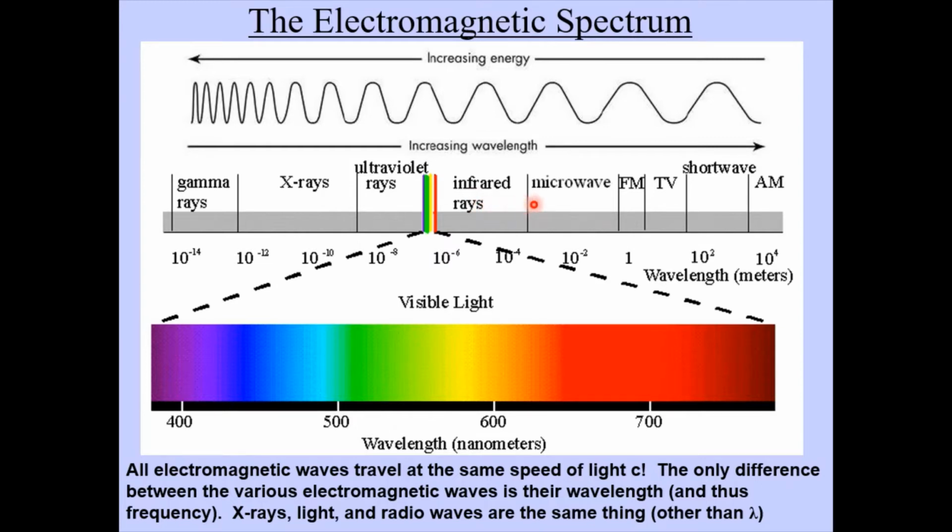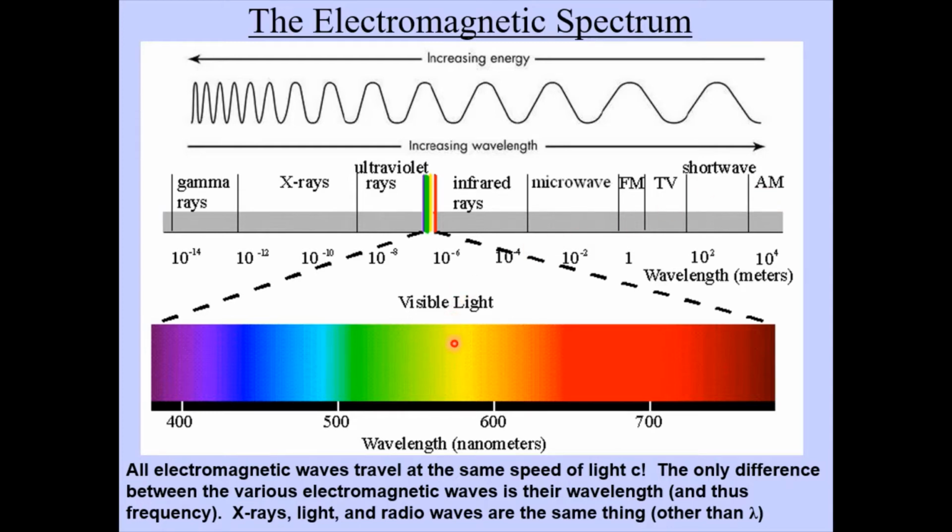And if we keep going to longer wavelengths yet, we're now into the microwave part of the spectrum. This is where your cell phone actually works. It deals with microwave frequencies of electromagnetic radiation. And also, of course, your microwave oven works in this region of the spectrum here. If we keep going to longer and longer wavelengths still, we're now into the radio portion of the spectrum. FM, TV, shortwave, and AM radio are all in this very long wavelength part of the spectrum.